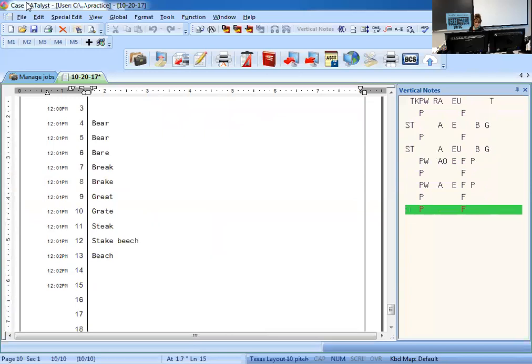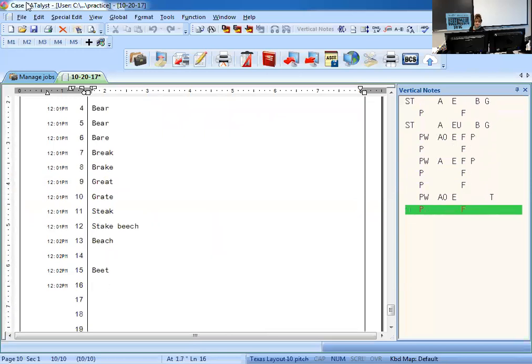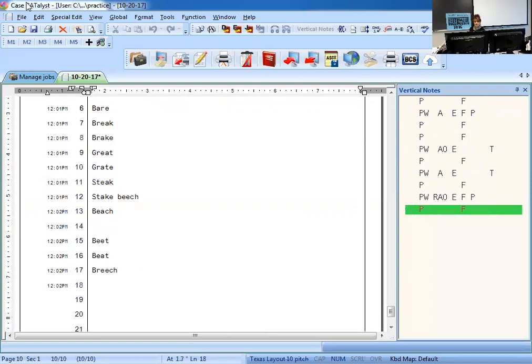Beat, the red beet that we eat, B long E-T. And then beat on the drum, B-E-A-T or B-A-E-T. So usually I think of it like this. If it's 2 E's in that English word, it's going to be long E. If it's got an E and an A, it's going to be A-E. You invert it. So we have breach, breach pregnancy, B-R long E-F-P. Breach of contract, B-R-A-E-F-P. Okay?